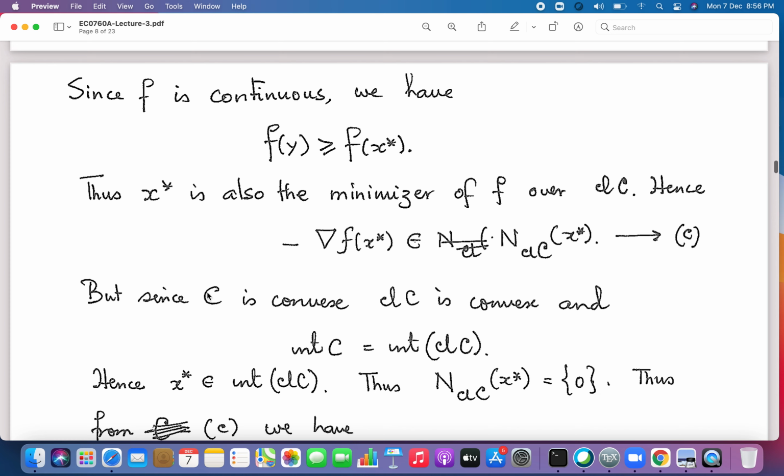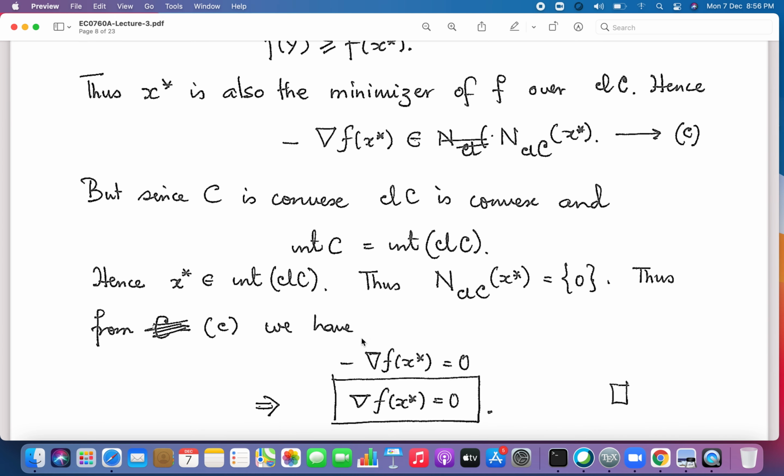Now, because C is convex, the closure of C is convex. And what does it say? But what is x star? x star is in C. So x star is in the interior of the closure of C, right? Because of this relation that you have in the case of a convex set. Of course, these relations need a proof, but they are very intuitive if you look at the picture of a convex set. So we are not getting into the proofs of those details.